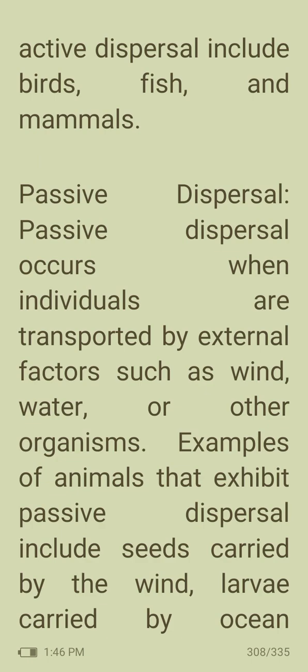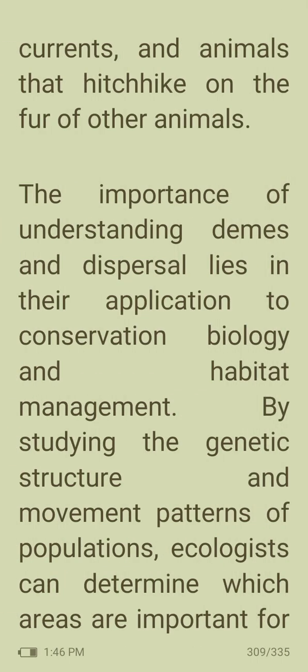Passive dispersal occurs when individuals are transported by external factors such as wind, water, or other organisms. Examples of passive dispersal include seeds carried by the wind, larvae carried by ocean currents, and animals that attach in the fur of other animals. The importance of understanding demes and dispersal lies in their application to conservation biology.